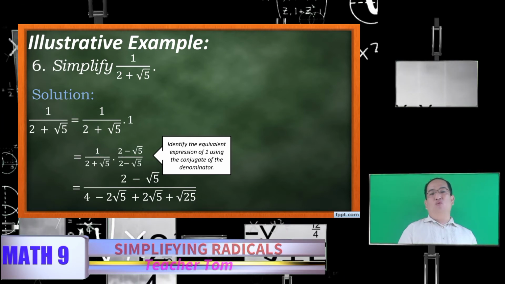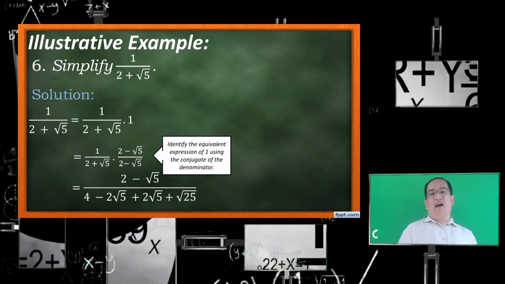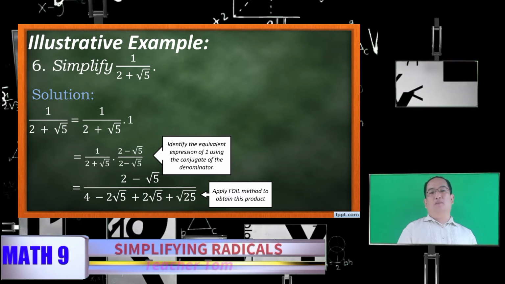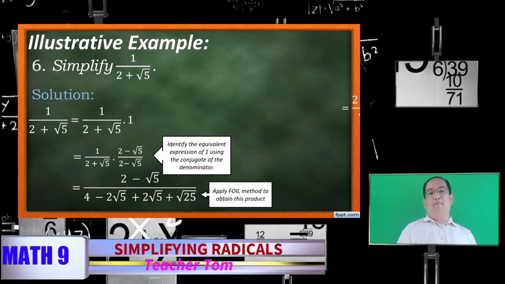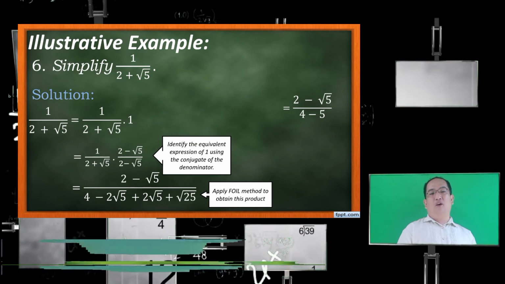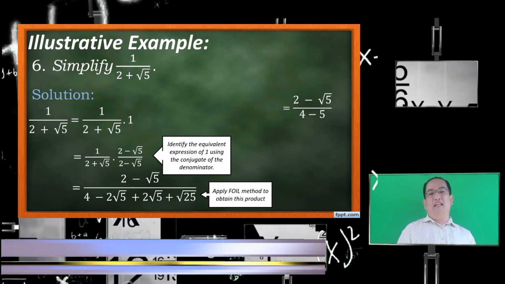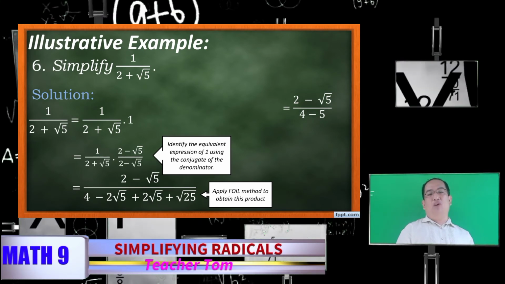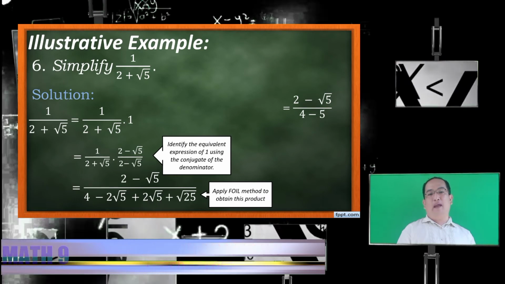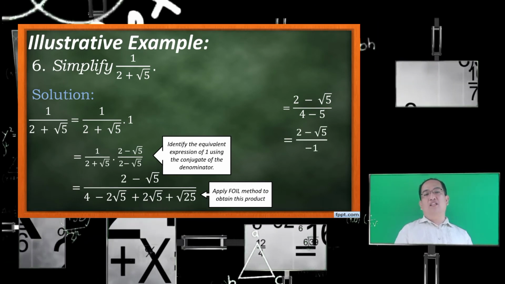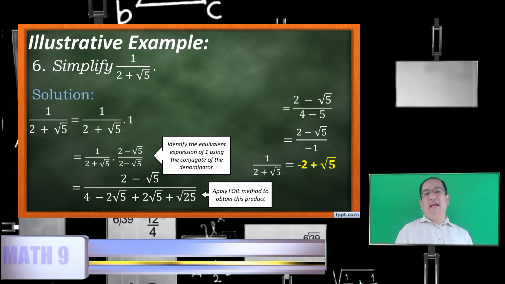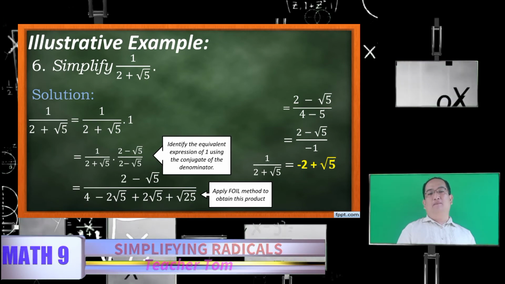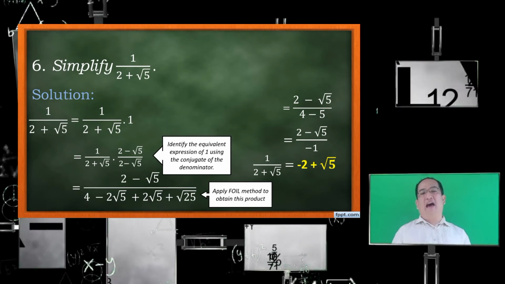So we have 2 minus square root of 5 all over 4 minus 2 square root of 5 plus 2 square root of 5 minus square root of 25. So applying the FOIL method to obtain this product, we have 2 minus square root of 5 all over 4 minus 5. So we have the new expression 2 minus square root of 5 all over negative 1. When dividing by negative 1, we have negative 2 plus square root of 5.